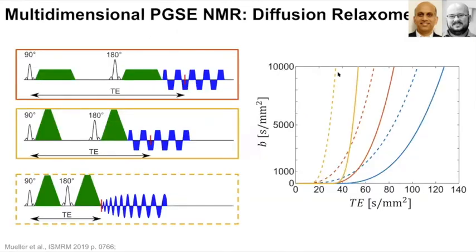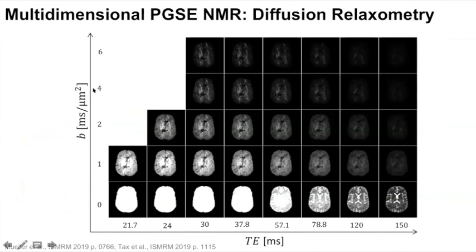If you then look at what echo time is achievable for what B value, these solid lines are without spiral readout for 40 millitesla per meter, 80, and 300. And if you combine it with the spiral readout, you get the dashed lines, and we can go to echo times as short as below 20 milliseconds, and about 30 milliseconds for a 6,000 B value.